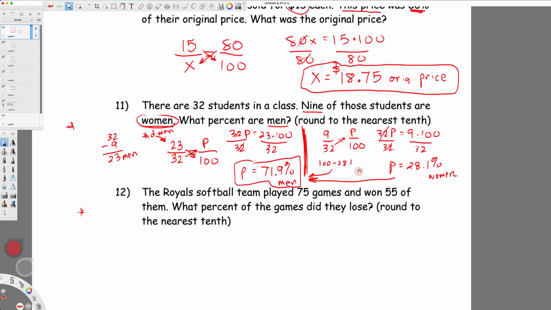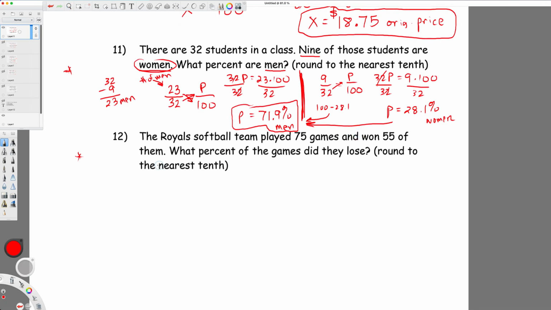The same thing occurs on number 12. On number 12, the Royals softball team played 75 games and won 55. And it wants to know, what percent did they lose? You can't use the 55 and find the percent that's losing. I need to put the losses. How many did they lose out of the games that they played? Will be a percent out of 100. So I'm only going to work it this way because I really think you should try to get it to match up initially. I want to answer the question, what percent of the games did they lose?